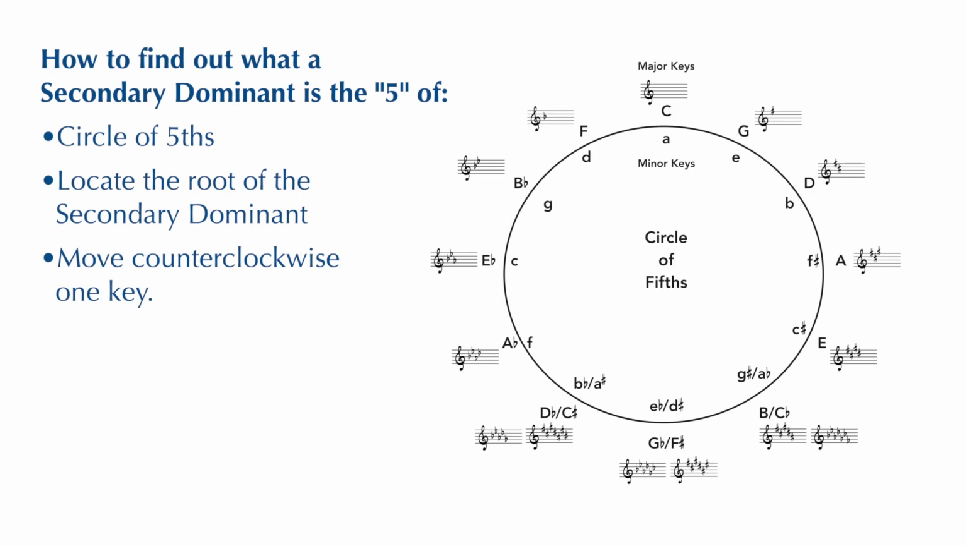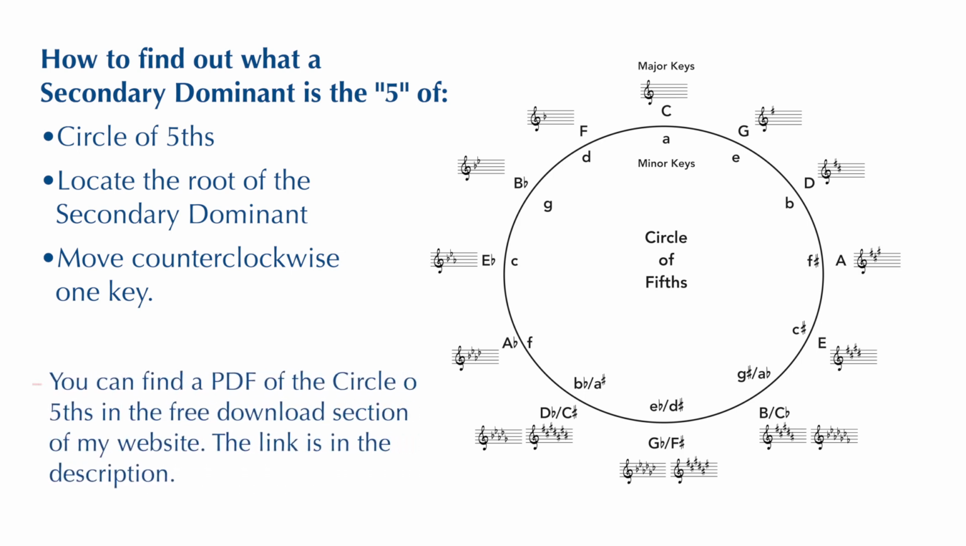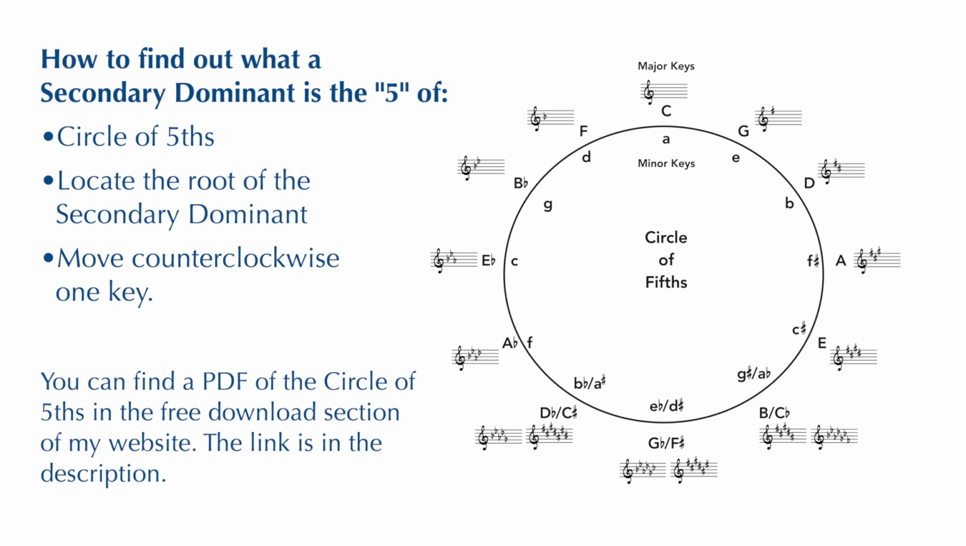If you come across a dominant 7 chord that does not belong in whatever key you're in, the easiest way to figure out what it's the 5 of is to use the circle of fifths. You can Google the circle of fifths pretty easily, and I've got a free circle of fifths download on my website. I'll leave a link for that in the description.